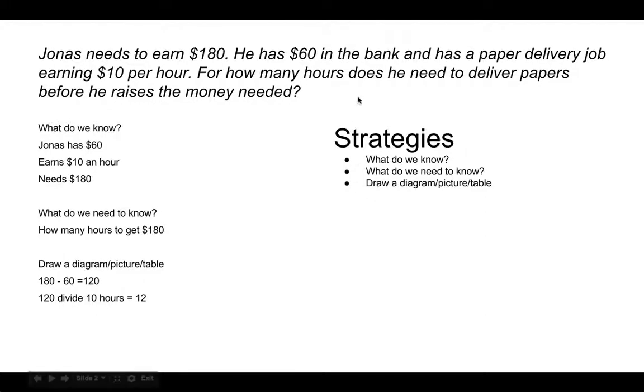Here's the first question. If we just read it up here, Jonas needs to earn $180. He has $60 in the bank and has a paper delivery job earning $10 per hour. For how many hours does he need to deliver papers before he raises the money needed? Now there are three key strategies to do when we're answering questions like this. The three questions we need to ask ourselves: what do we know? What do we need to know? And then draw a diagram, picture, or a table.